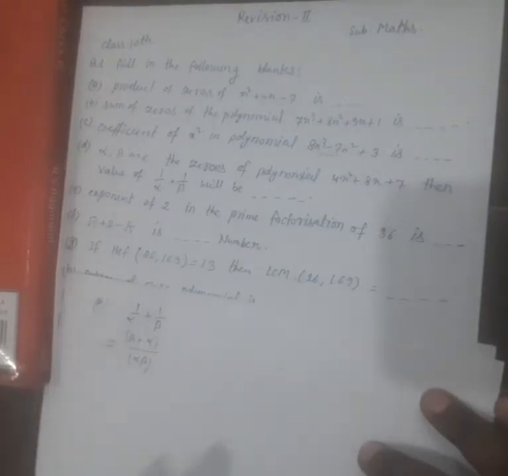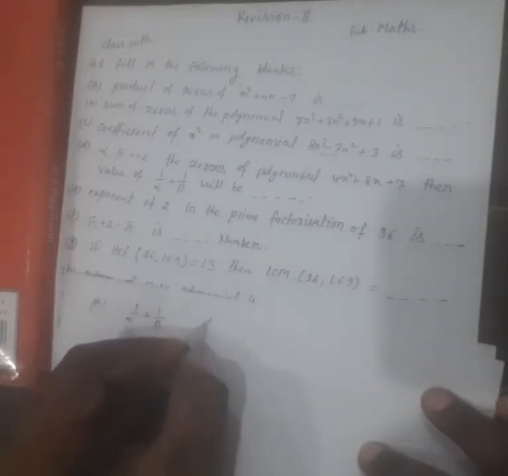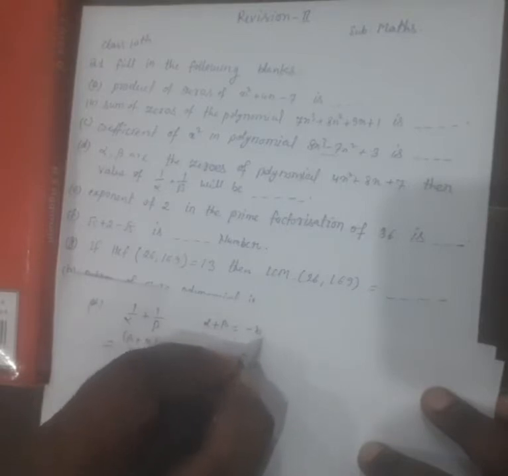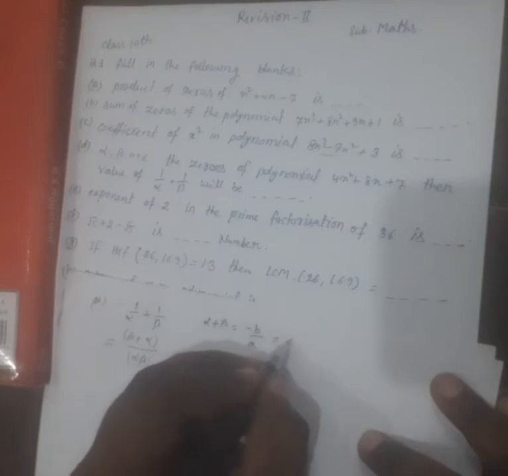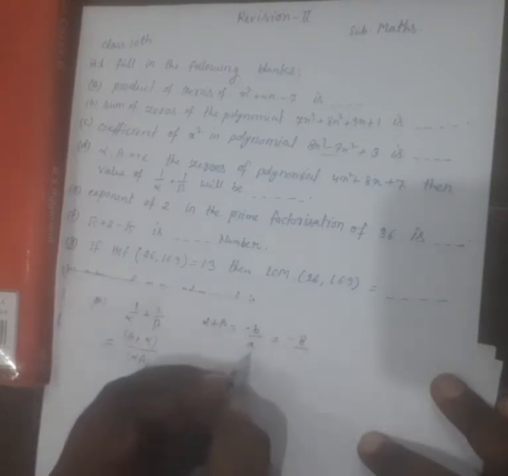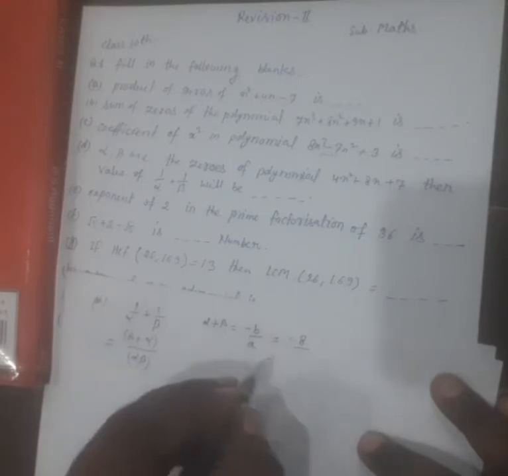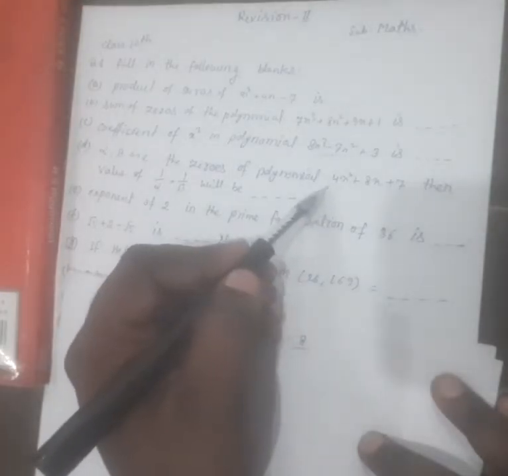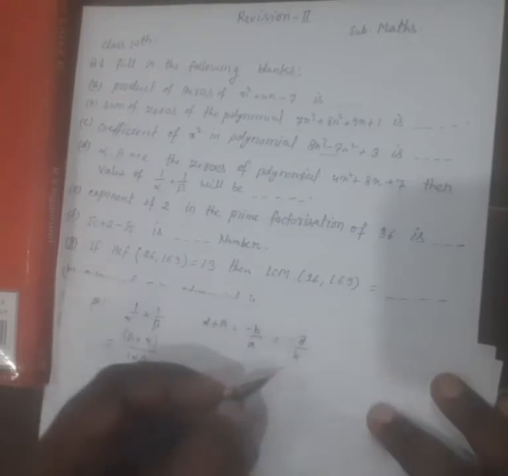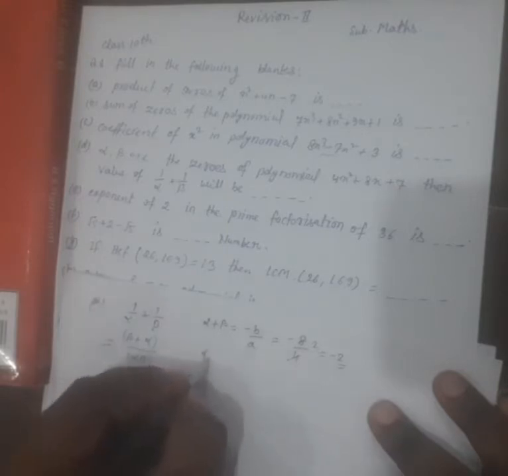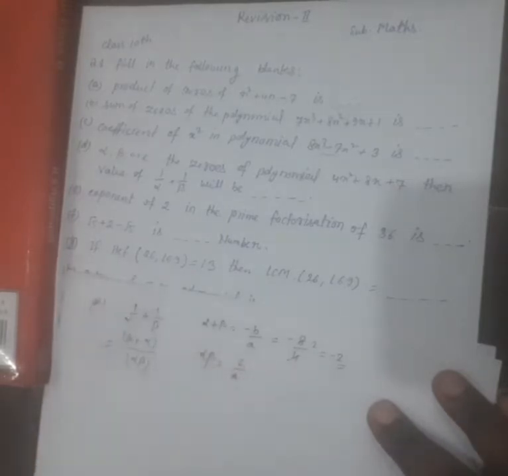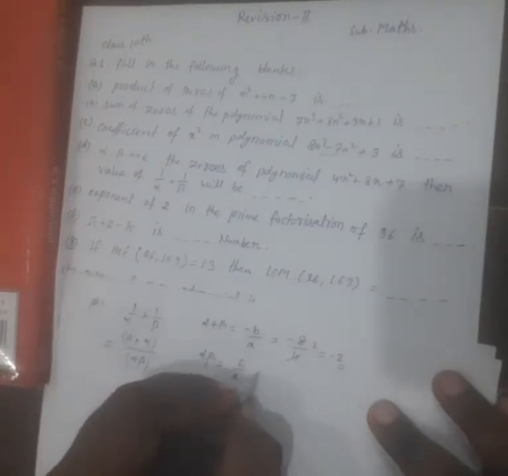First, let's find out the sum of zeros and the product of zeros here. Alpha plus beta will be minus b upon a. And in this question, b is 8, so minus 8 divided by a, which is 4. Four ones are 4, four twos are 8, so it is minus 2. Then alpha into beta is c upon a. So we will use c upon a for it.